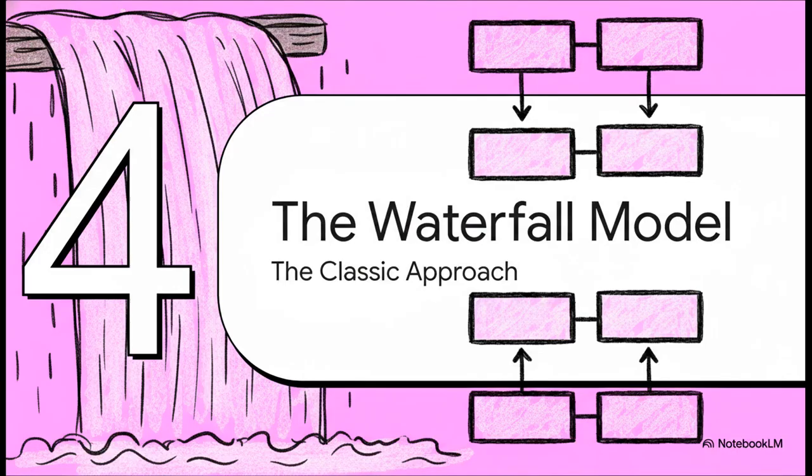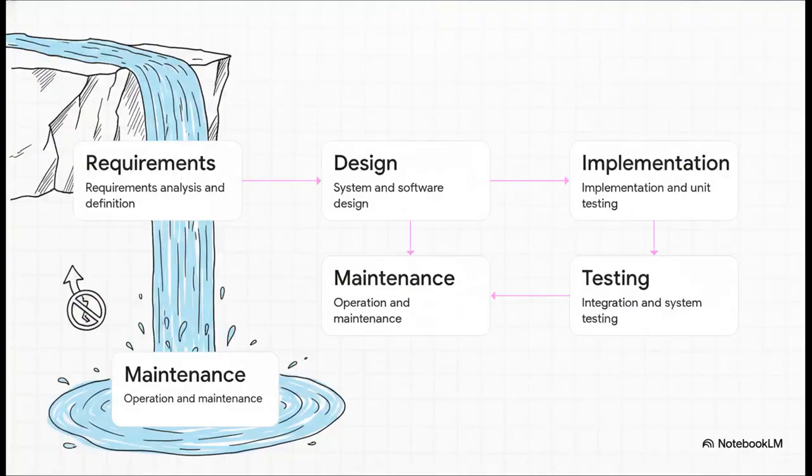Okay, let's start with the OG, the one that really laid the foundation for decades of software engineering, the waterfall model. And you can see exactly why they call it waterfall, right? Progress flows in only one direction, just like water cascading down a cliff. You have to finalize all of your requirements before you even think about design.